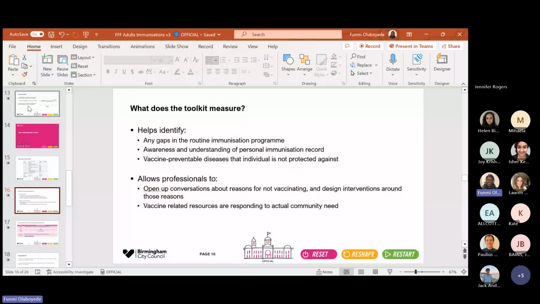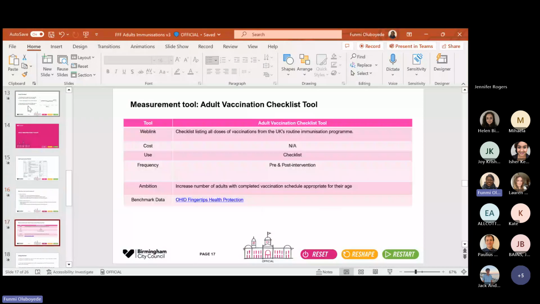So one example is some people feel that they can't have the MMR vaccination because it contains animal products or pork products, gelatin. But in fact, there is an MMR vaccine that does not contain any animal products and can be given to any faith or any population and is safe and effective. So that's just an example of an issue that could come up and how the health professional could help to address that. And we also have vaccine-related resources that are used to respond to actual community need.